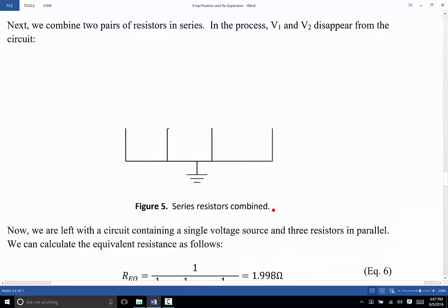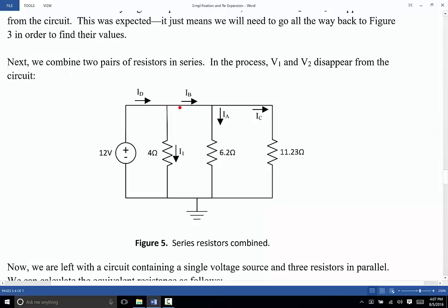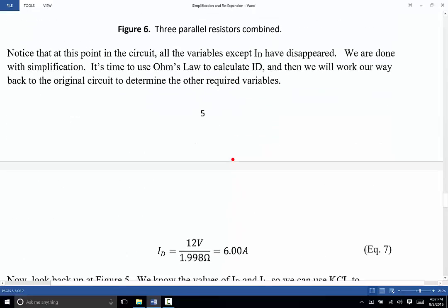So I'm going to go back up to figure 5. I now know I sub B flowing into this node right here. I have one current division that needs to be done, and that is to divide the current going down through the 6.2 ohms and going down through the 11.23 ohms. They have to add up to 3 amps because this is the total current, 3 amps, that's flowing into that node. Part of it's going to flow down here, part of it's going to flow down here. More of it will go through the 6.2 ohm resistor because that's the path of least resistance. So when I calculate I sub A and I sub C, I should find that they add up to 3 amps and that I sub A should be larger than I sub C.